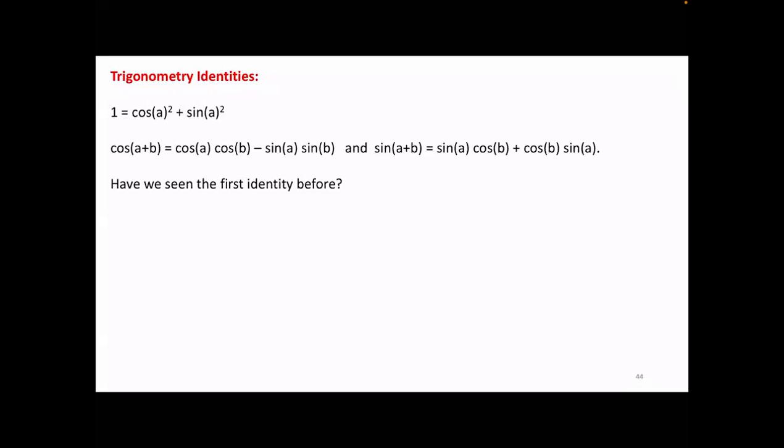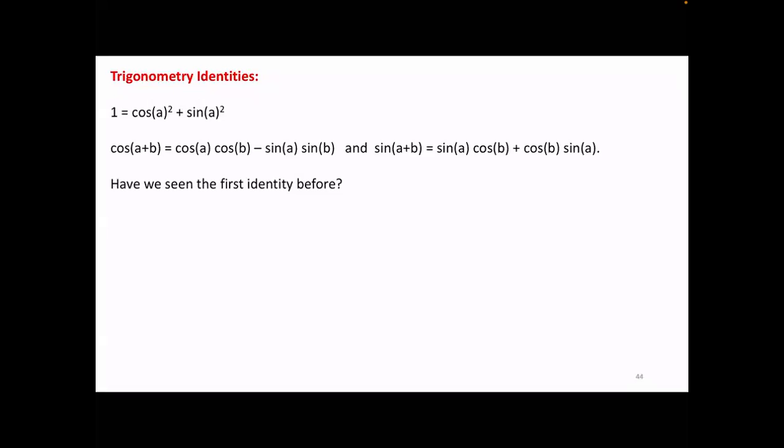And I want to talk a little bit about some trig identities now. So the 3 important ones: 1 is cosine squared plus sine squared. And then we have the angle addition formulas. Cosine A plus B is cosine A cosine B minus sine A sine B. Sine A plus B is sine A cosine B plus cosine B sine A.